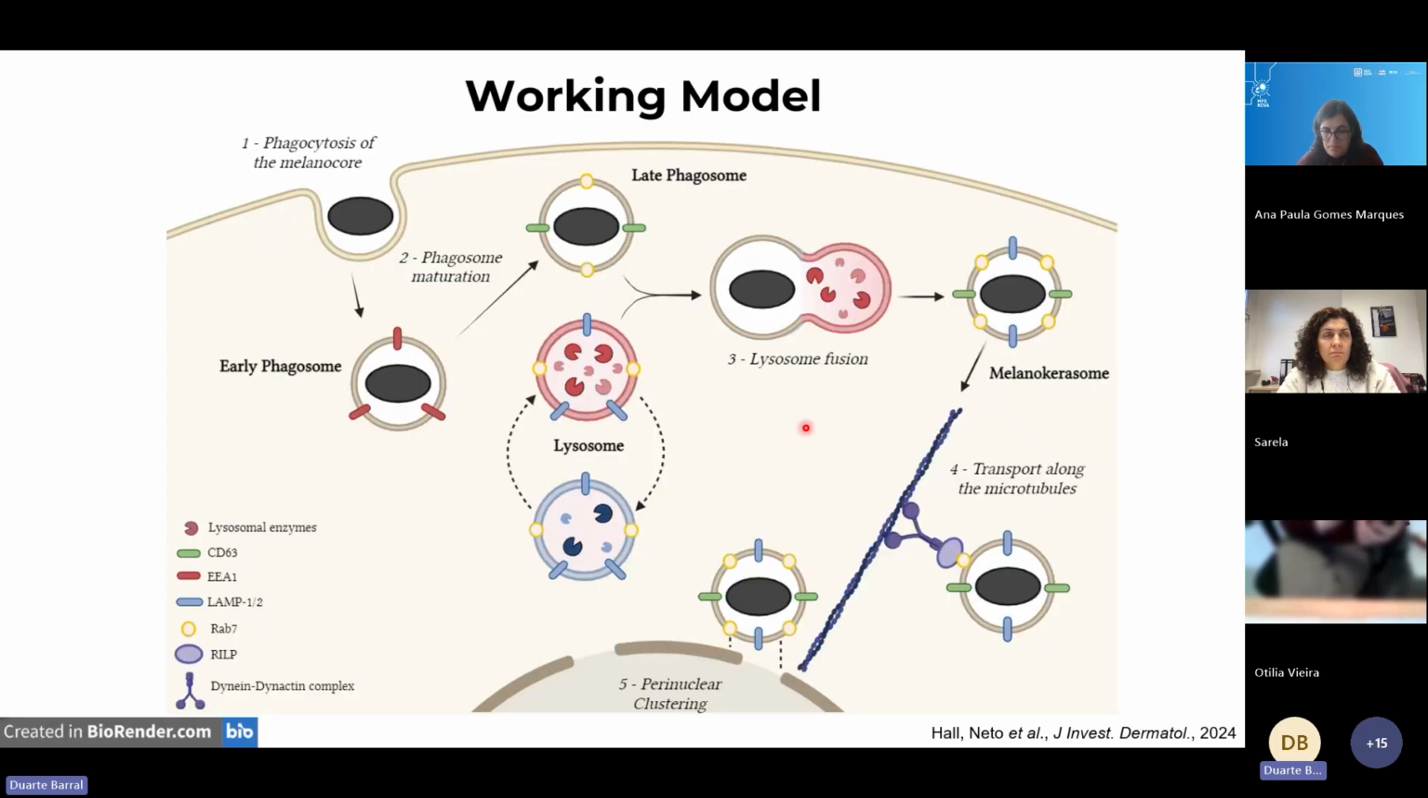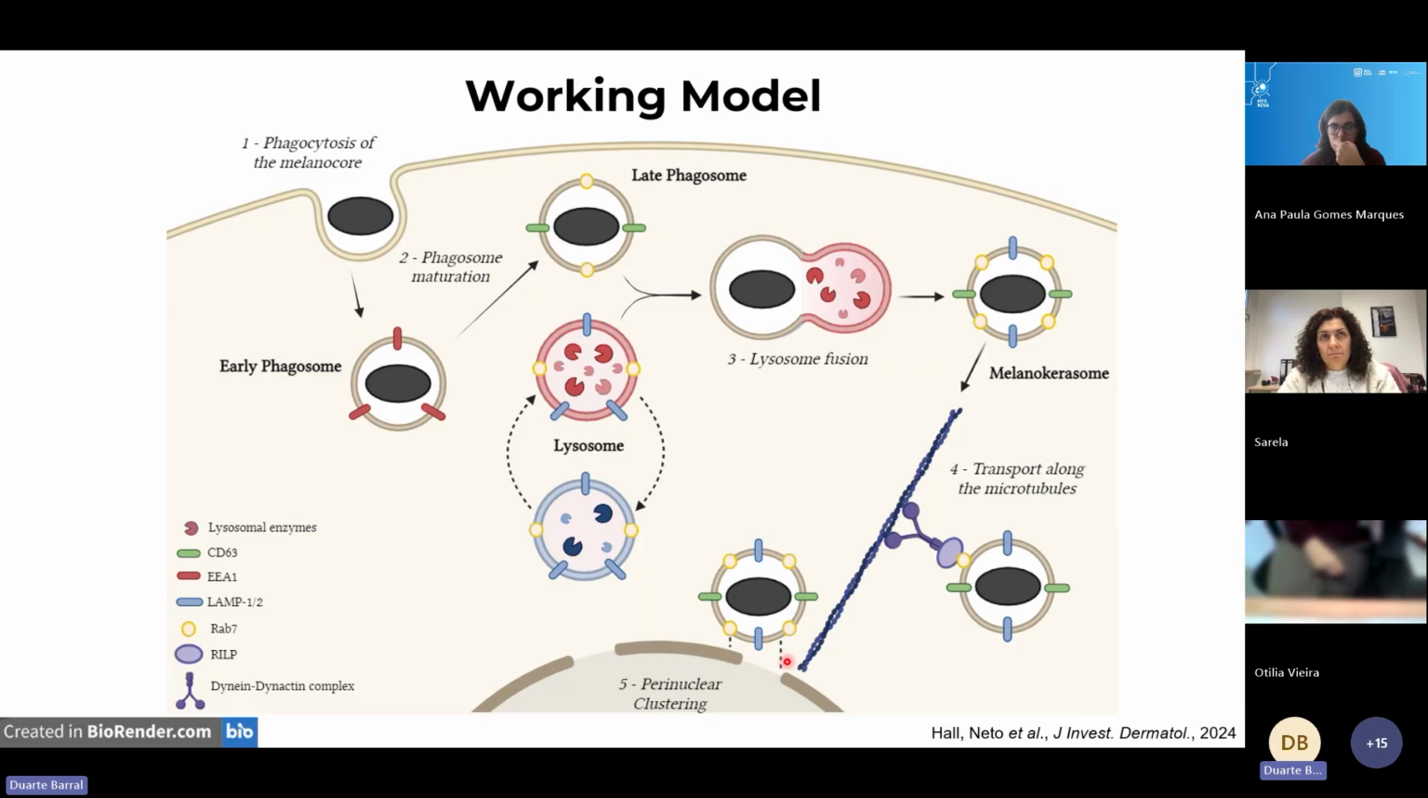But this is the working model from this paper that we published last year. So melanin is phagocytosed, actually. This is already the keratinocyte, remember. Melanin is phagocytosed, the melanin-containing phagosome matures, fuses with lysosomes, and forms this organelle called the melanokerosome, which is then transported to the perinuclear region and gets tethered to the nuclear envelope, and keeps melanin in place.